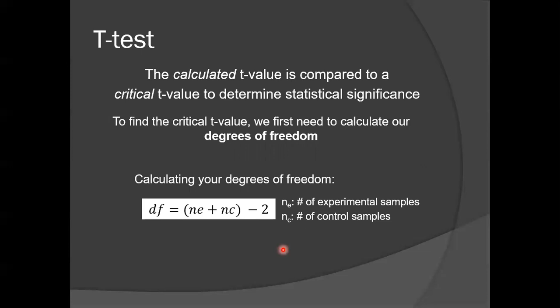You will calculate a t-value, which will be compared to a critical t-value chart to determine statistical significance. In order to find the comparative critical t-value, you first need to calculate the degrees of freedom, which is calculated by n of E plus n of C, this sum minus 2, where n of E is the number of experimental samples in the data set, and n of C is the number of control samples in the control data set.